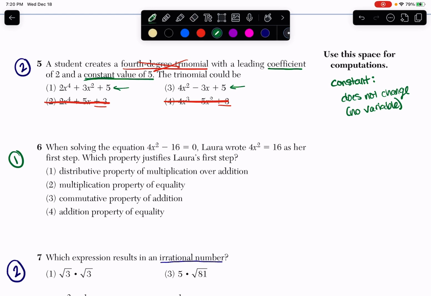Let's think of what else I know. I don't know what a fourth degree trinomial is, but I'm pretty sure a coefficient is something that's multiplied by a variable. So looking between answer choices 1 and 3, I see a coefficient of 2 versus a coefficient of 4. I'm going to guess 1 because I know it has a constant term of 5, and I think that 2 is probably the leading coefficient. So even though I don't know what a trinomial is yet, I can feel pretty confident that answer choice 1 has a constant term of 5 and it has a coefficient of 2.